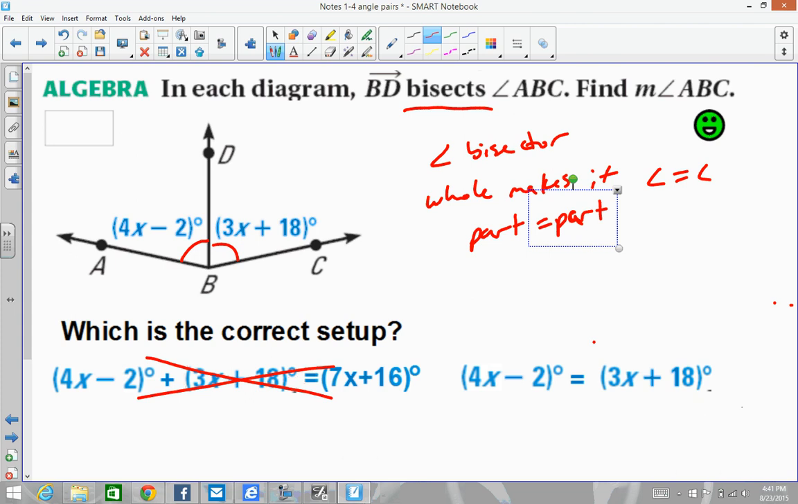If you want to pause the video and finish solving the setup, that'd be even better. It gives you something to show in your notes. But if you don't, I'm going to work through this. So minus 3x and minus 3x, plus 2 and plus 2. And so we get x is equal to 20.